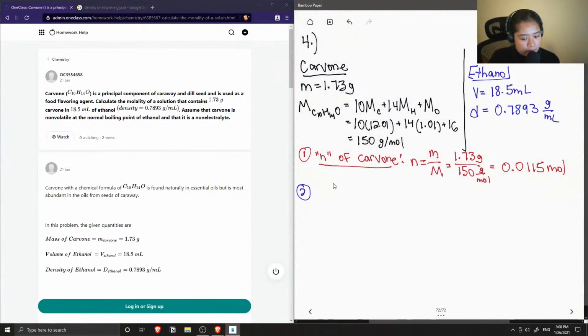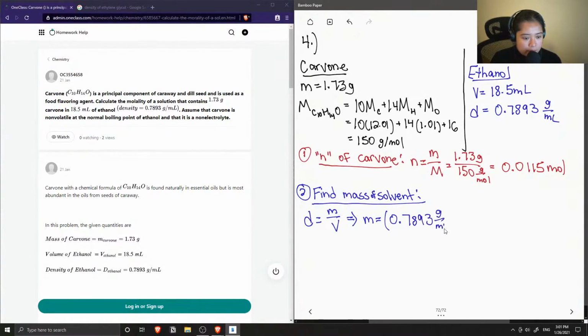So step 2 is to find the mass of our solvent. So let's recall that density is equal to mass over volume. So if we rearrange this equation, we can solve for mass by multiplying the density, which is 0.7893 grams per milliliter, by the volume, 18.5 milliliters. And notice that our units for mL will cancel out, and this gives us the mass of our solvent, which is around 14.6 grams.